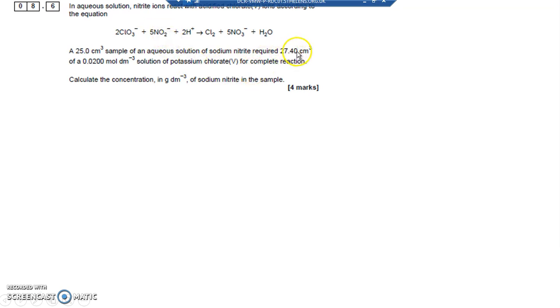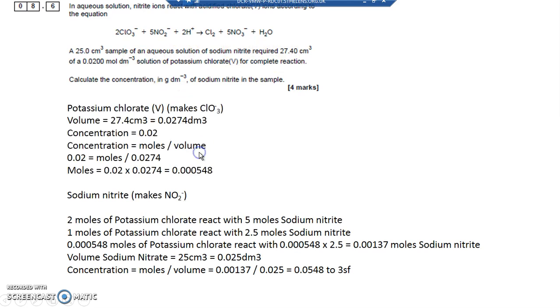Well, first of all, I've got a volume and I've got a concentration of the potassium chlorate 5, which is this ClO3 minus. If I've got a volume and a concentration, it must want me to work out moles. So volume is not going to be in centimeter cubed, it's got to be in decimeter cubed. So to get a small unit value up into a bigger unit value, I've got to divide by 1000: 0.0274 decimeter cubed. Concentration is 0.02. Concentration is moles divided by volume, so 0.02 is moles divided by 0.0274. Multiply the two together, so the number of moles is 0.00548 moles of this potassium chlorate here.